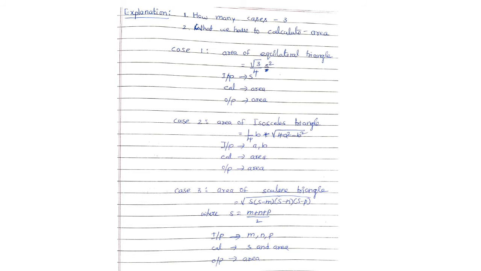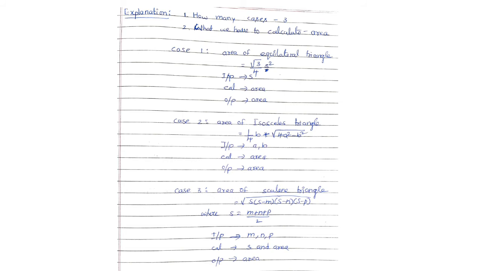And go to the next case. What we have to calculate here? Here we have to calculate the area of an isosceles triangle, and the formula is 1 by 4 b into square root of 4a square minus b square. 1 by 4 is a constant and 4 is also a constant, and the remaining two are the input variables. That's why we have to take a and b as the input, and we have to calculate the area of the isosceles triangle using the formula given, and we have to display the area in the second case.